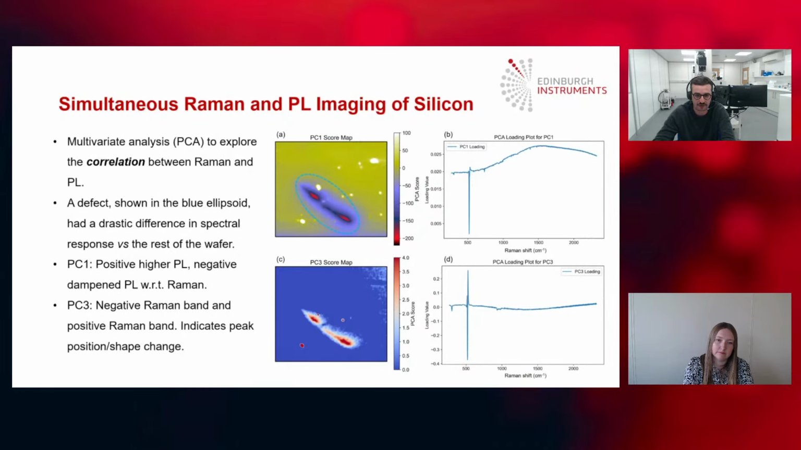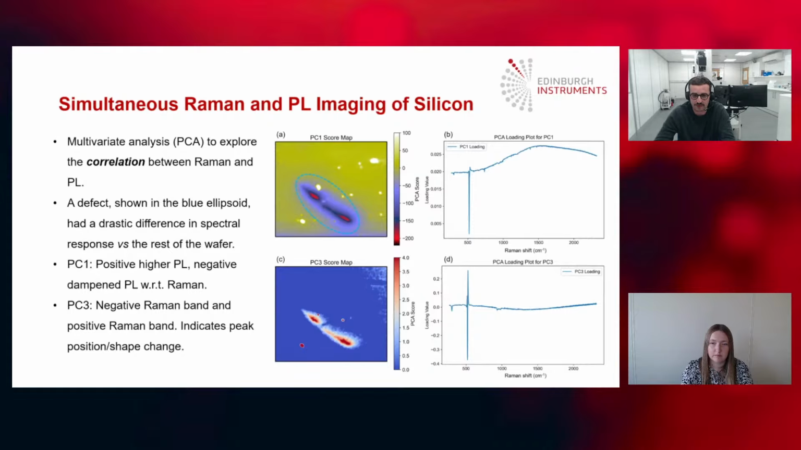I would draw your attention to the feature inside the blue ellipsoid. During imaging, this feature displayed a drastically different spectral response. It was obvious that it wasn't indicative of a contaminant or an impurity. The PL and Raman peaks were very different to the surrounding silicon, so we designated it as a defect. When we perform PCA, we take PC1 and PC3.